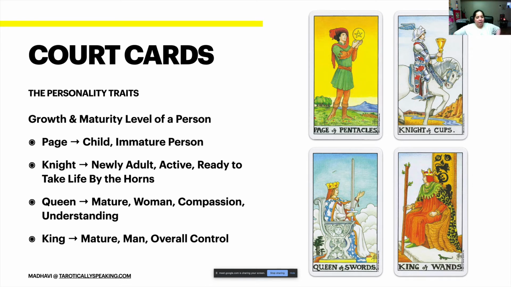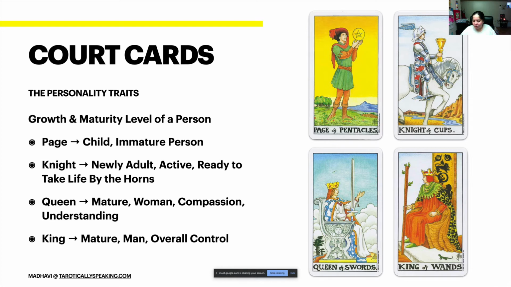So if in a reading someone is showing up as a page, then you can be sure that this person is reacting to that specific situation in a very maybe childish fashion or immature fashion. Again, depending on which card shows up, how it shows up, what your intuitive response to that card is, you'll know right away how this person is reacting.